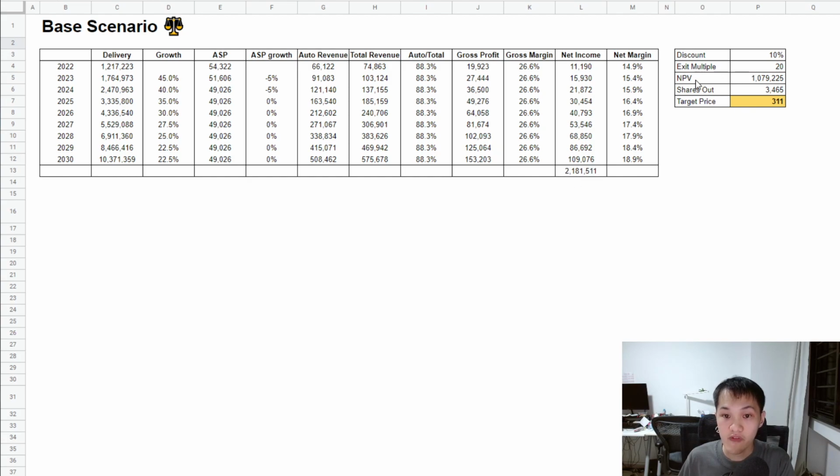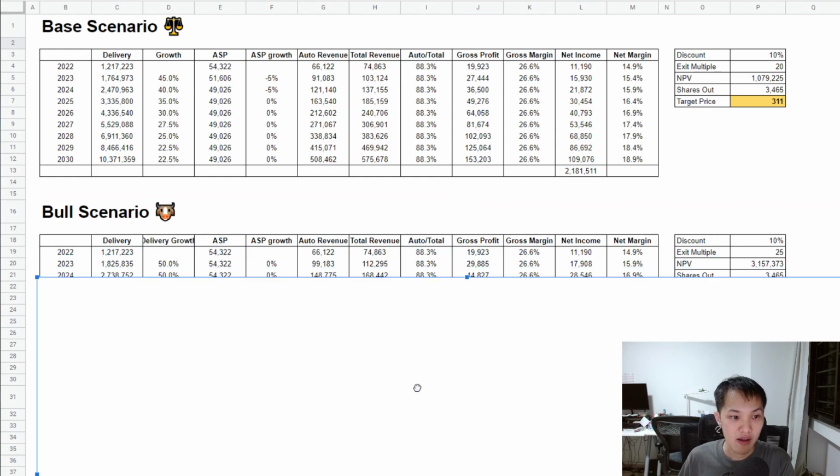And the DCF calculation, which is a net present value calculation, is just taking this stream of cash flow, the net income cash flow here, and discounting it using a 10% discount rate. So I get something like a $1.079 trillion market cap. And then we have the shares outstanding, and you take the market cap divided by shares outstanding, you get $311. And this is the intrinsic value per share based on my base scenario assumptions. Let's take a look.